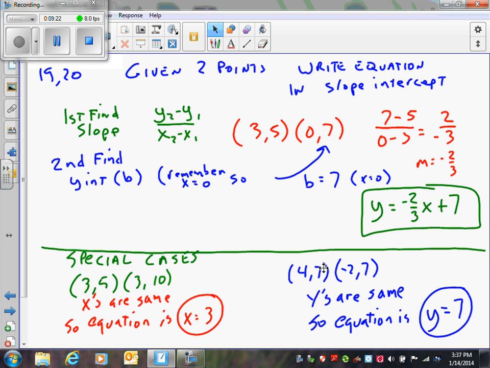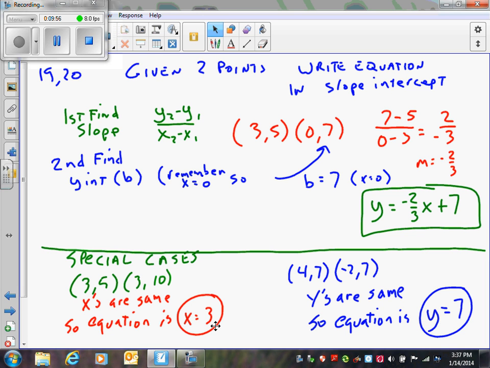Now I have 2 special cases. They're not going to look exactly like this. In the first special case, I've got 3, 5 and 3, 10. Doesn't matter what they are, but these are both 3. If they were both 5, it'd still work the same way, except this would be different. If the x's are the same, that means when you subtract, you're going to get a 0 on bottom, which means you have an undefined slope. So the answer for the x's being the same is just x equals whatever that number is. In this case, it's 3.